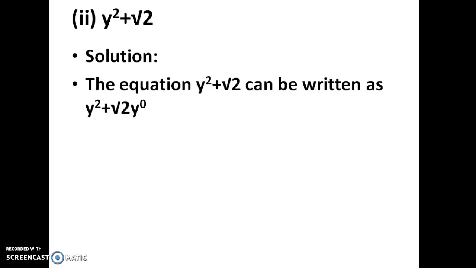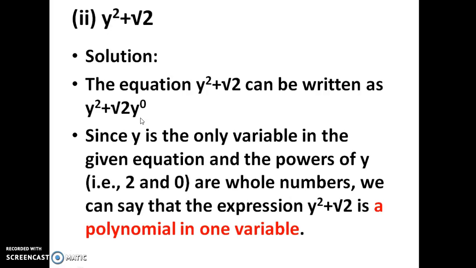Second one, y square plus root 2. What's the condition here? You can write it as y to the power of 2 plus root 2 y to the power of 0. Nothing is there means any variable to the power 0. Since y is the only variable in the given equation and the powers are 2 and 0, this is also a polynomial in one variable. Not worried about this root and all. Only the power of the variable you should see.